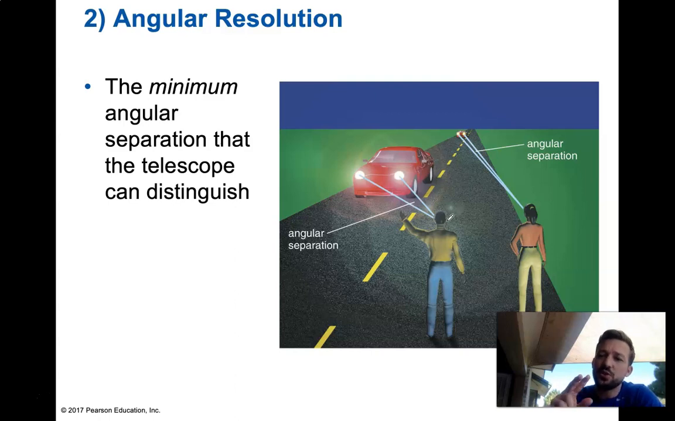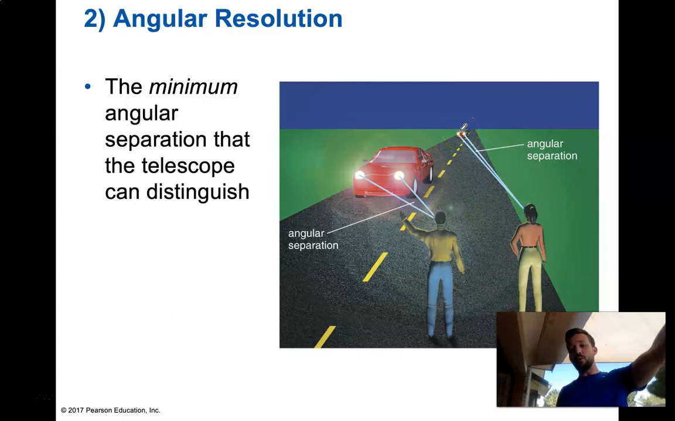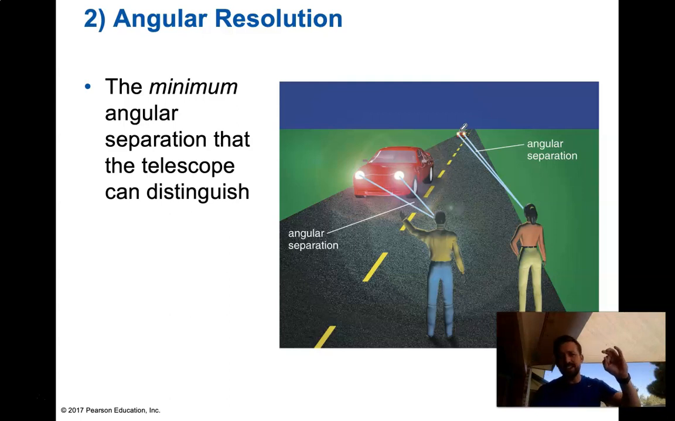The first one was the light collecting area, basically the size. Number 2 is the angular resolution. Let me explain what angular resolution is first. If you guys have ever seen a car traveling towards you from very far away with its lights on, when it's really, really far away, it kind of looks like a motorcycle. It's just one light.